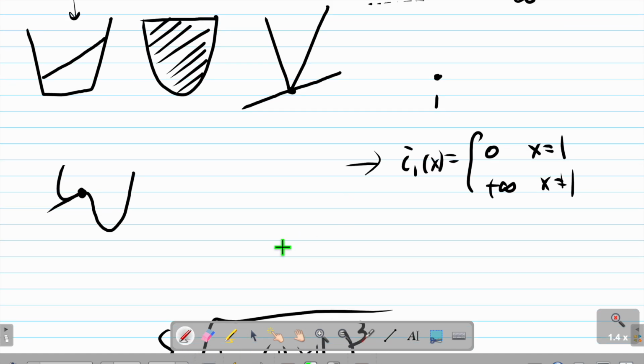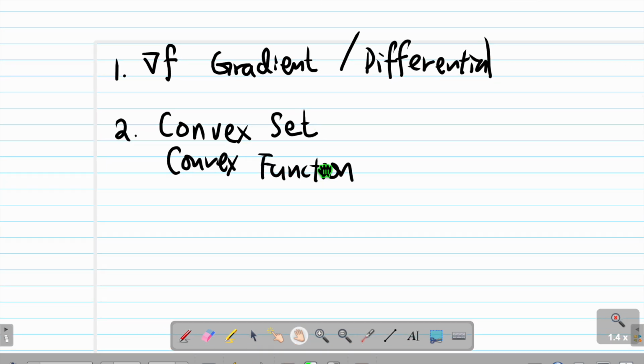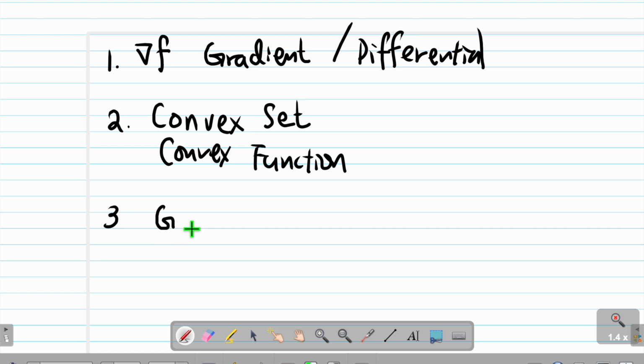Then there will be some funny things. For example, this is number 1. What about the union with number 2? Is this convex? This is not convex, but how do you tell this kind of thing? Then once we have convex functions and convex sets, 1 and 2 together give us gradient descent.